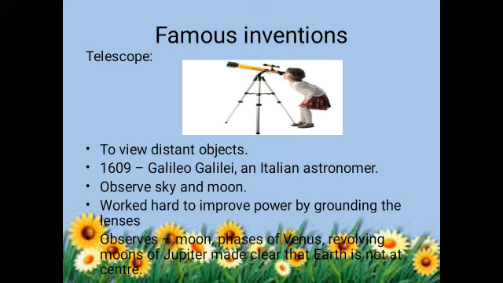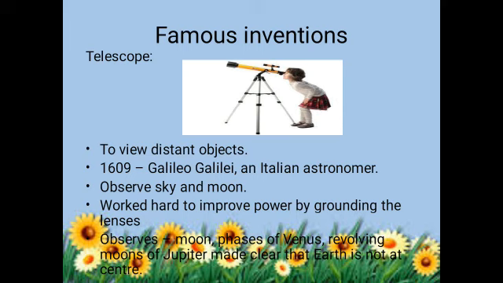The first one is the telescope. Children, do you know the purpose of the telescope? For what are we using this telescope? Yes, to see the celestial objects, that are objects present in the universe. So who is the founder of this telescope? Yes, Galileo Galilei, an Italian astronomer. He found this in 1609, right, in order to observe the sky and moon.